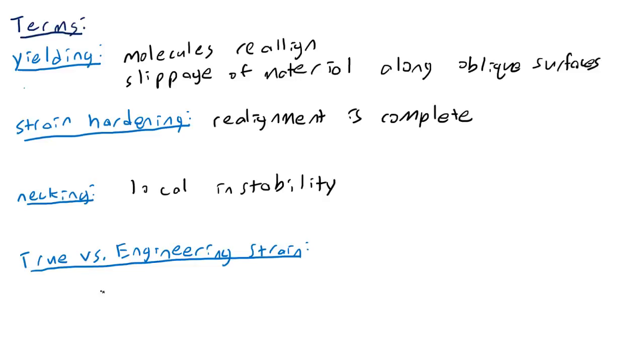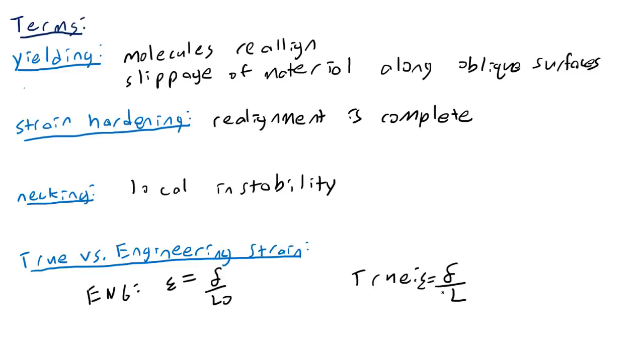Okay, true versus engineering strain. Engineering strain, we define epsilon as the change in length, delta, over the initial length. The true is delta over L. And this may seem like this is sort of a scientific definition.